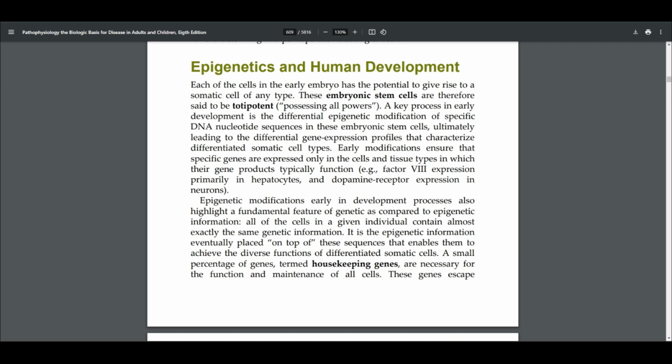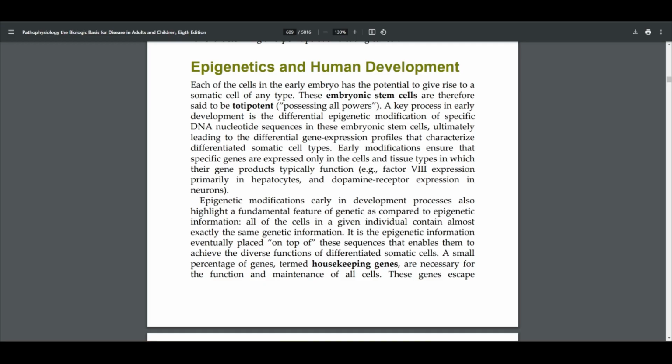Each of the cells in the early embryo has the potential to give rise to a somatic cell of any type. These embryonic stem cells are therefore said to be totipotent, possessing all power. A key process in early development is the differential epigenetic modification of specific DNA nucleotide sequences in these embryonic stem cells, ultimately leading to the differential gene expression profiles that characterize differentiated somatic cell types. Early modification ensures that specific genes are expressed only in the cells and tissue types in which their gene products typically function.